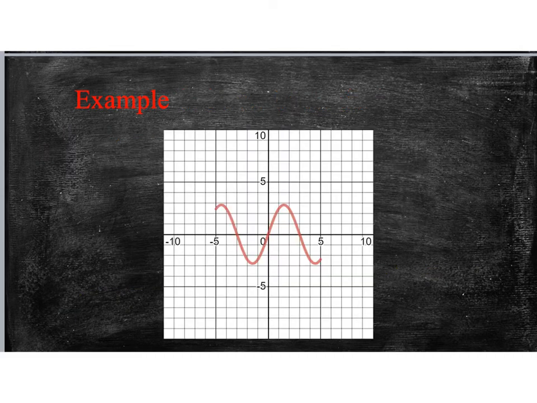So now looking at our last example, if I was to identify where the zeros are or the roots, again, that means the same thing, but the zeros are going to be your x-intercepts. So I have an x-intercept here, I have an x-intercept here, and I have an x-intercept here. So those would all three be zeros.